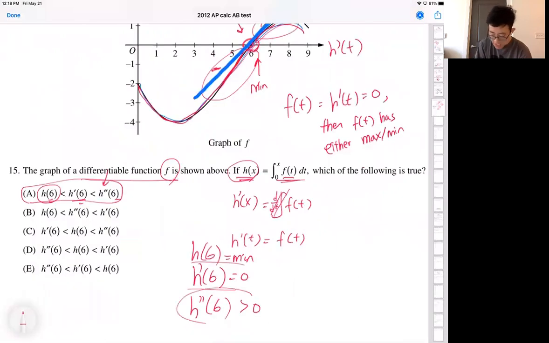So that means the double prime of h has to be bigger than the h prime of 6, which means the only thing that really follows that is either c or a. But h of 6, like I told you before, has to give you a minimum. So the answer here is just going to be a for this one.